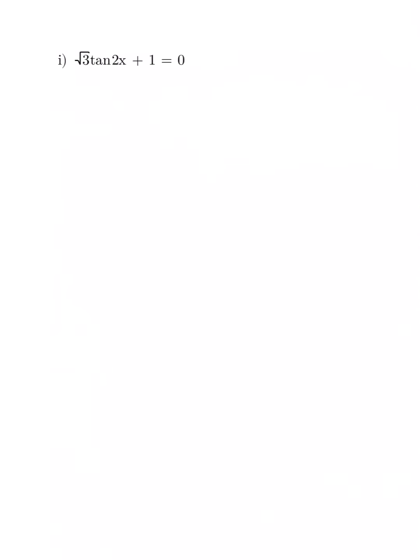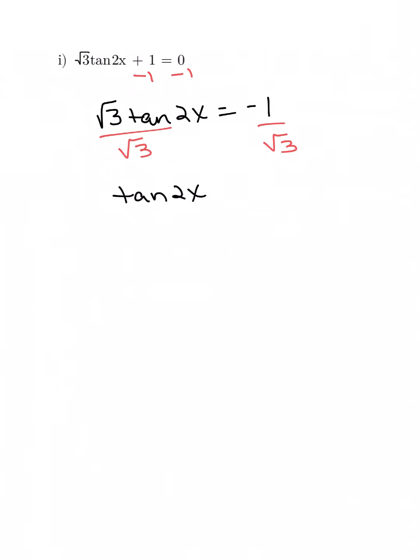For problem I, we have the square root of 3 times the tangent of 2x plus 1 equals 0. Just like we learned earlier, we need to get the function by itself. So the first thing we're going to do is subtract 1 on both sides. Now we will have the square root of 3 times the tangent of 2x equals -1. We still don't have the function by itself, so we need to divide both sides by the square root of 3. This gives us tangent 2x equals -1 over square root of 3. Now we have the function alone.